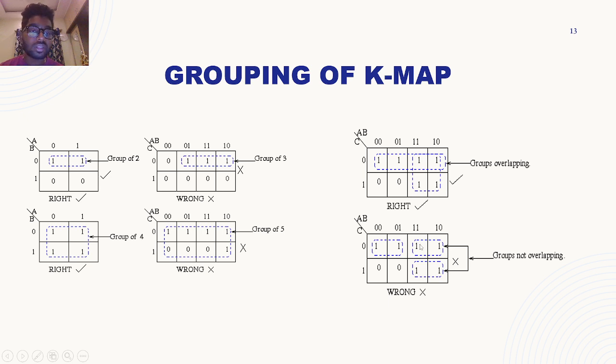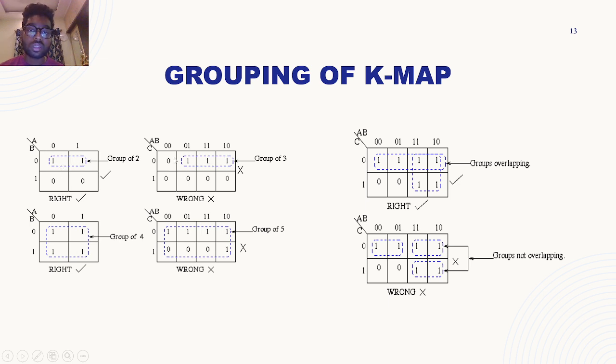So here you can see with an example how we can group a K-map. Here you can see our two variable K-map, and we can group two adjacent cells like this. This is an appropriate way of grouping. Here the cells 0 and 1 are grouped, adjacent cells are grouped, these two cells are grouped, and this is called a tuple.